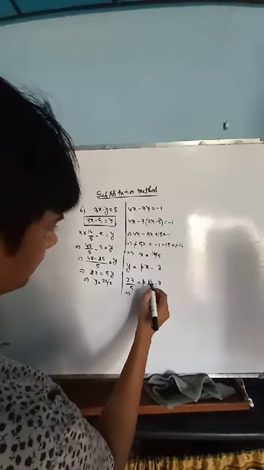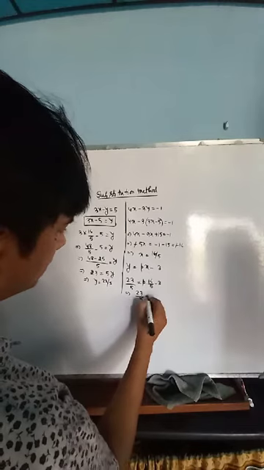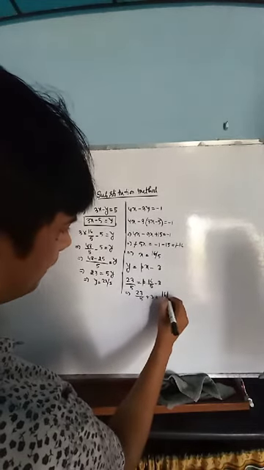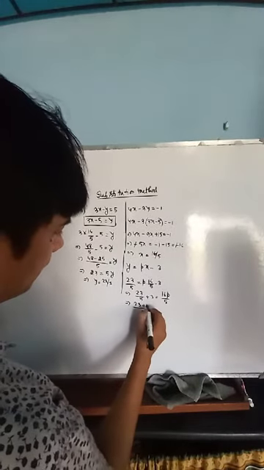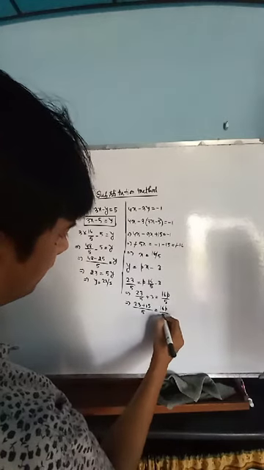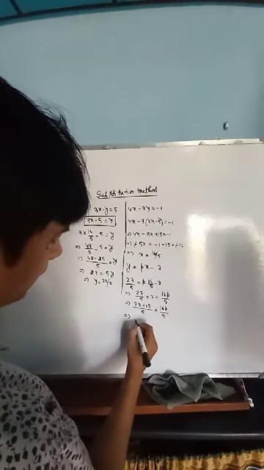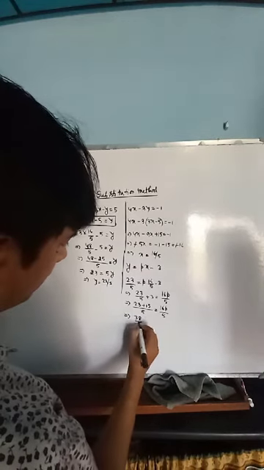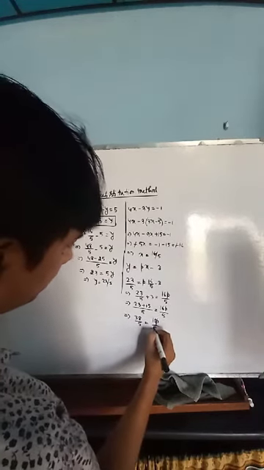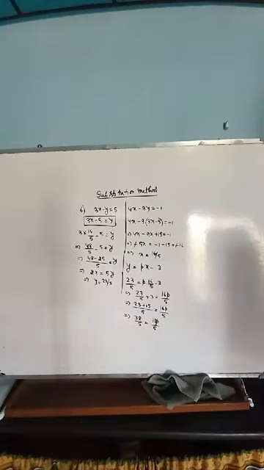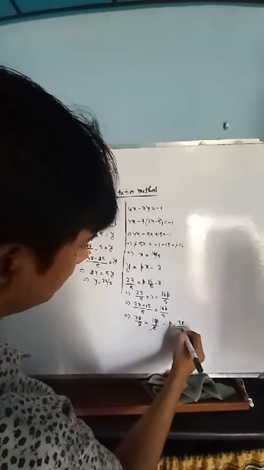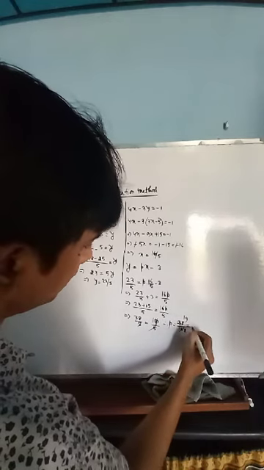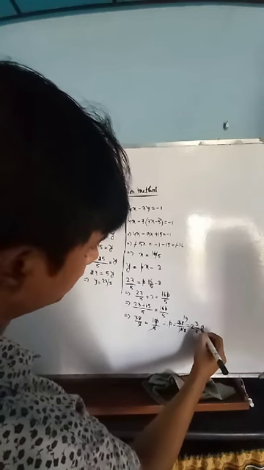So next step, 23 by 5 plus 3 is equal to 16p by 5. If I do the LCM 5, so 23 plus 15 is equal to 16p by 5. Next step, 23 plus 15 is 38 by 5 is equal to 16p by 5. Now the 5 we can cancel. So the p value is what? 38 by 16, so 19 by 8. 8 twos are 16, so 2 whole number 3 by 8.